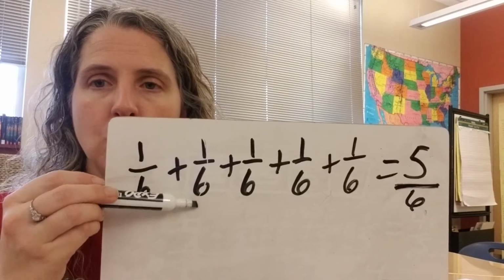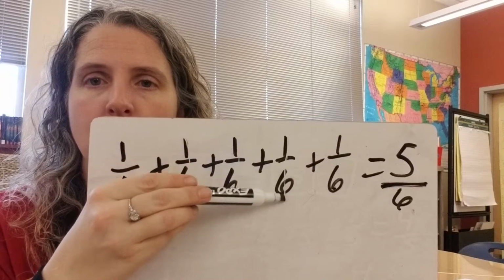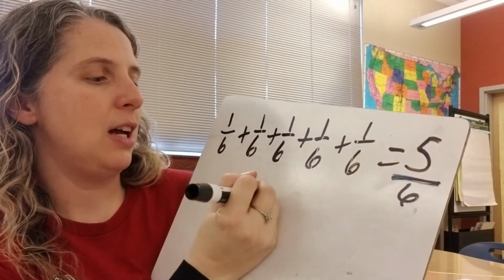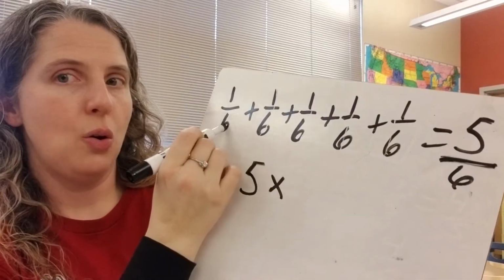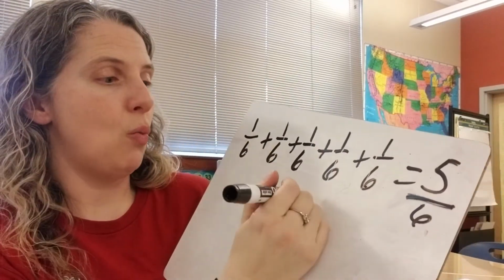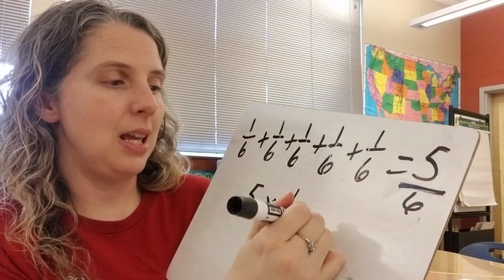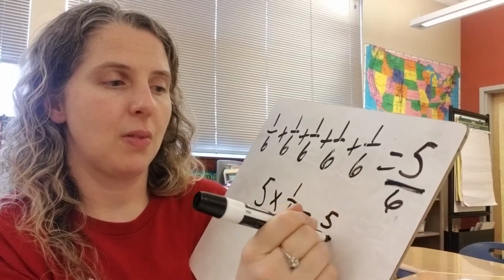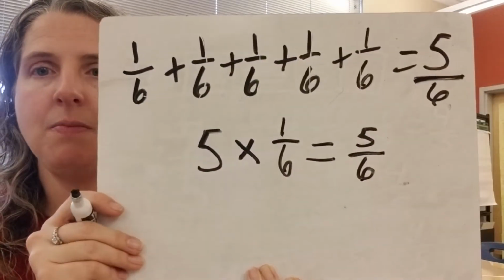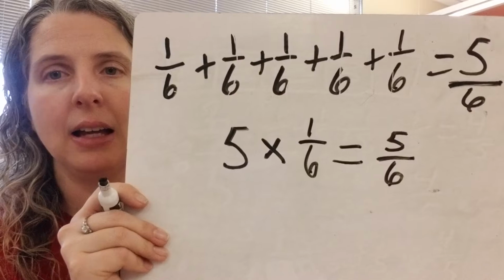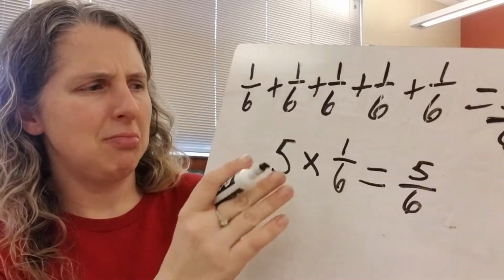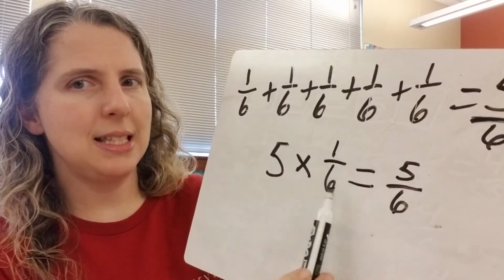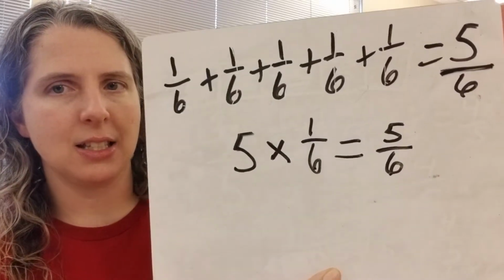1, 2, 3, 4, 5. So I can write it as 5 times, what do I have? 5 of 1/6 equals 5/6. Okay? I can write that and show you, hey, it's just the same right here. 5 times 1/6 equals 5/6. All right?